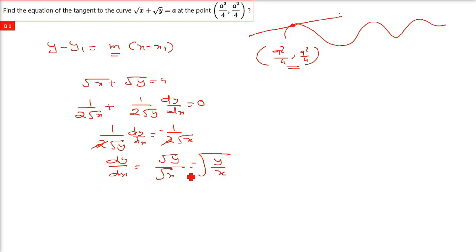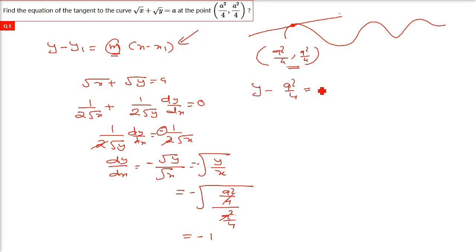This under root y by x, since y and x are known to us, let us put it here. This a square by 4 and a square by 4, when we put it, dy by dx is going to come as negative 1 because negative was already there. dy by dx is negative 1. So this is the slope of this equation. This point is there, so just put this in the initial equation: y minus a square by 4 is equal to negative 1 into x minus a square by 4.